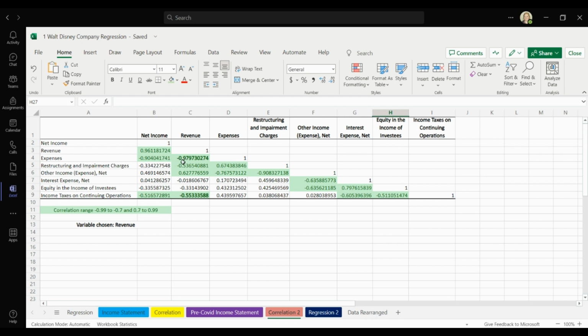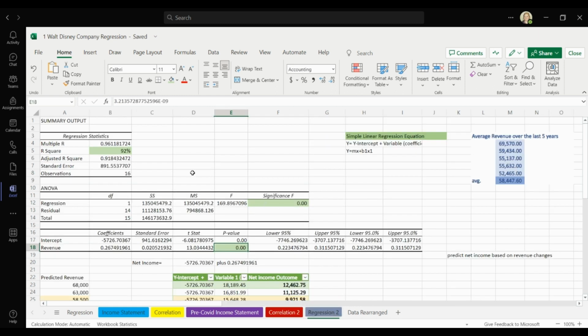However, we can see that there is multicollinearity between revenue and expenses, as well as revenue and the income taxes on continuing operations. We want to avoid using variables with multicollinearity because we are not going to get an accurate result on our regression analysis. So therefore, we're going to use revenue as our independent variable. And after running our regression analysis, we get an R-square of 92%. And what that means is that our net income is dependent on revenue by 92%.